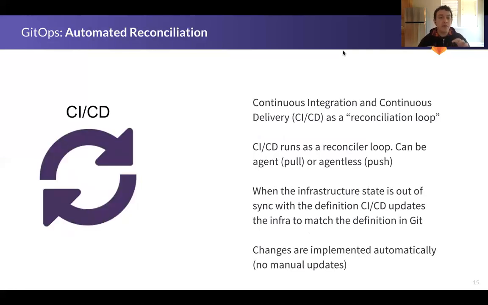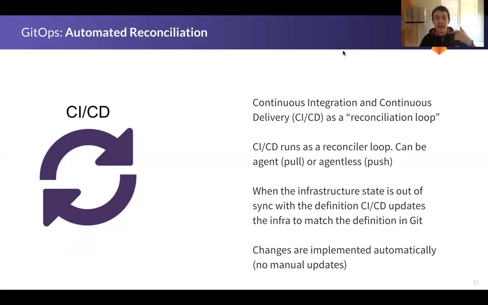And finally, we're going to be using an automated reconciliation loop, using continuous integration and continuous delivery in order to run what we call a reconciler loop. This could be done in many ways using many different tools. You could use an agent that lives within your infrastructure, let's say within your Kubernetes cluster, something like a Kubernetes operator, and that could do a pull-based reconciliation where it's reaching out to your Git repository and pulling that configuration into your cluster.